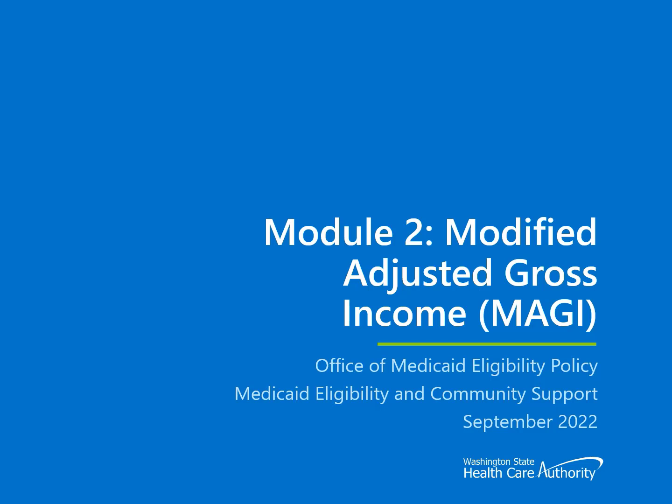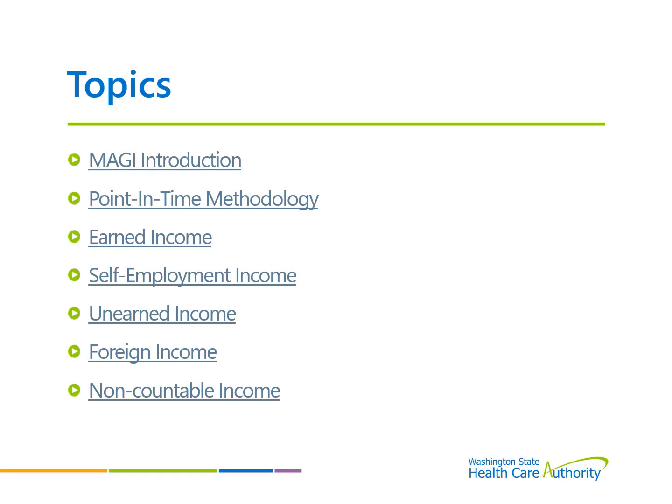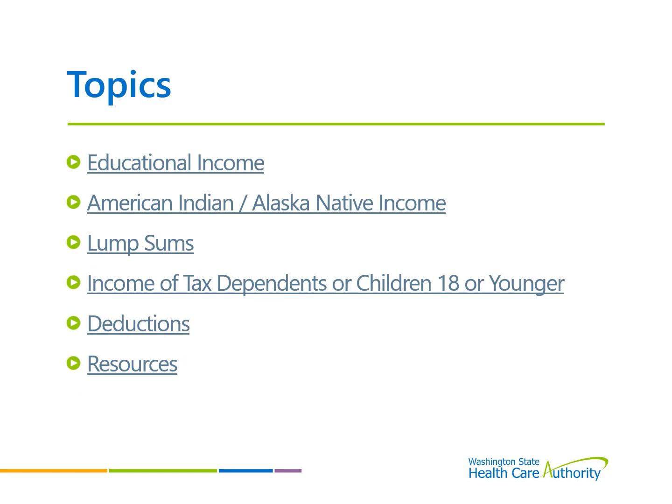Welcome to Module 2, Modified Adjusted Gross Income, otherwise known as MAGI. Topics that we will cover in this training module include MAGI introduction, earned income, self-employment income, non-countable income, educational income, income of tax dependents or children 18 or younger, and deductions.